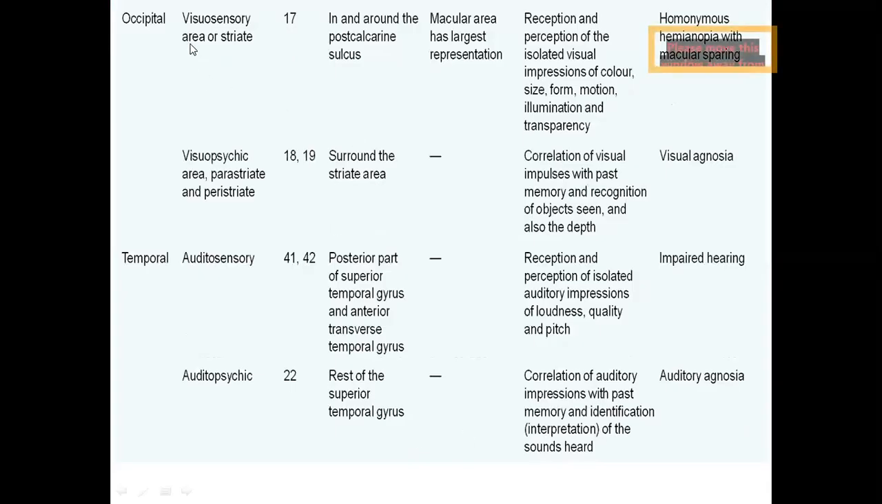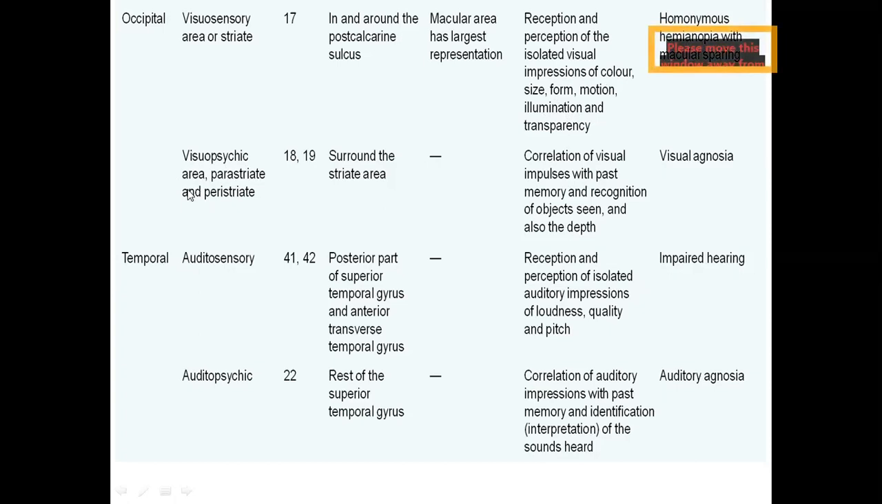Okay, occipital lobe, we have the visual sensory area, area number 17, in and around the post-calcarine sulcus. Here you will see the macular area has the largest representation. The function is reception and perception of isolated visual impressions of color, size, form. That means it is the chief visual sensory area. Suppose this area is damaged, then the person will have homonymous hemianopia with macular sparing.